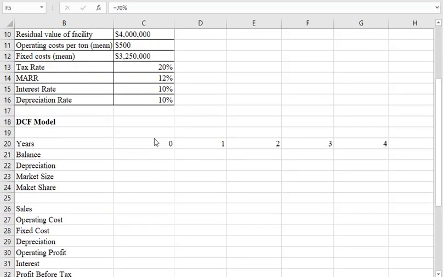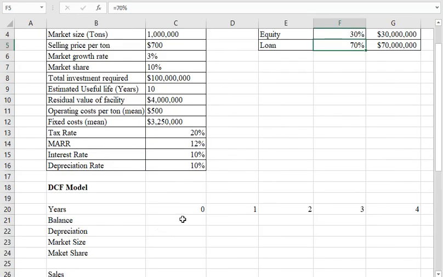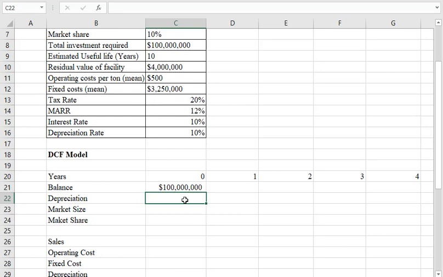Here 0 represents the present condition, 1 represents the time at the end of the first year, and 2 represents the time at the end of the second year. Similarly, we can go up to the end of the 10th year. At present, the investment is done, that is the total investment of 100 million, and the second row is for the depreciation. At the end of the first year, the depreciation occurs. This can be written as initial investment times the depreciation rate.